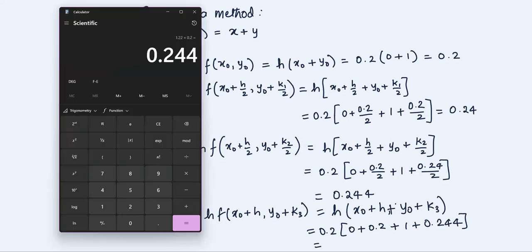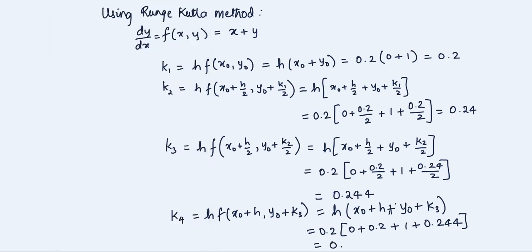So when we calculate this, 0.244 plus 1 plus 0.2 into 0.2. So 0.2888.